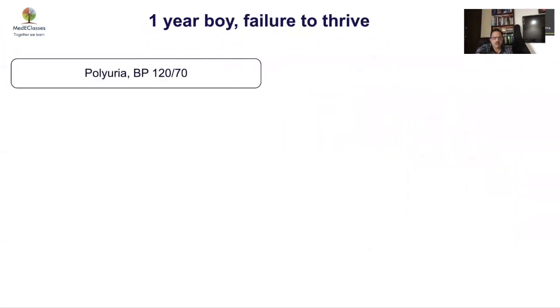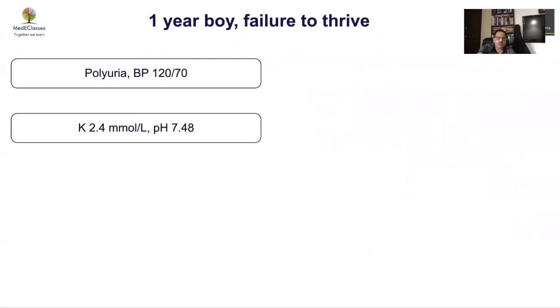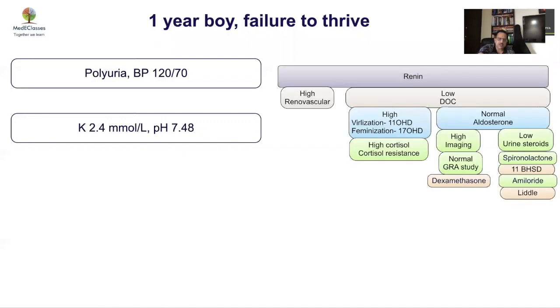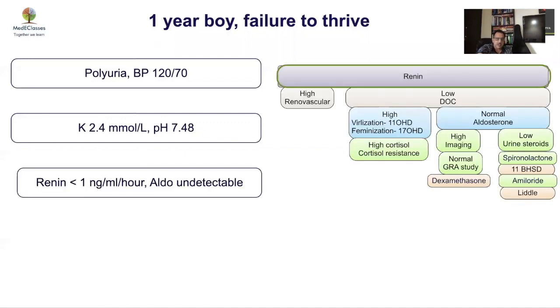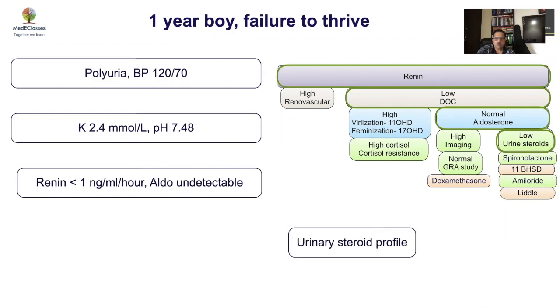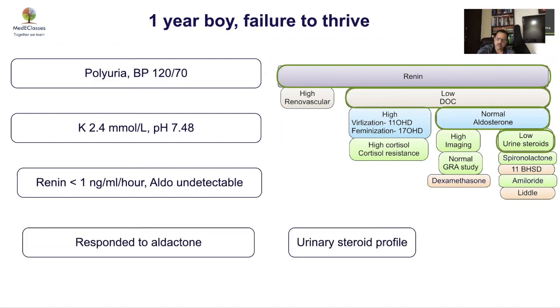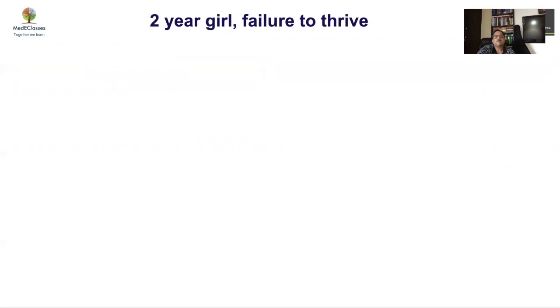1-year-old boy with failure to thrive, polyuria with hypertension, hypokalemia with metabolic alkalosis. Renin is low, aldosterone is undetectable. So basically, we have excluded all the primary causes. We have now looked into the urinary steroid profile, and there was a response to Aldactone. So this is suggestive of an apparent mineralocorticoid excess, which is likely in this case, given that he actually presented at a very young stage with severe hypokalemia and hypertension.